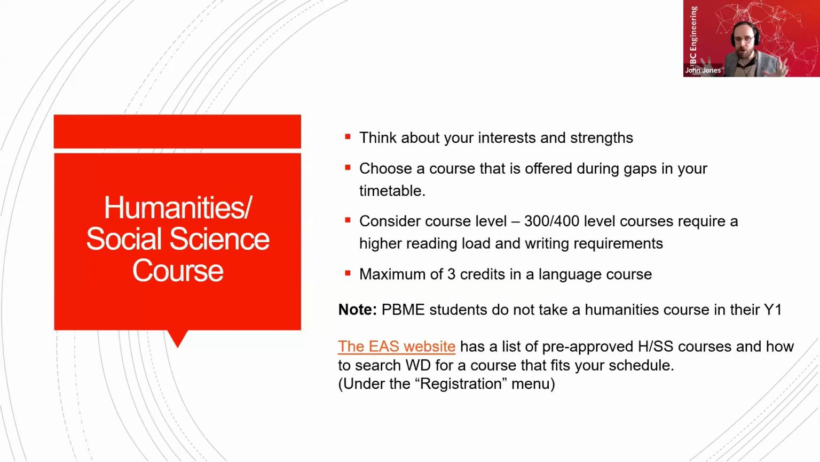We do have a pre-approved list of humanities social science courses that will be linked right there on the version of this that will be sent to you after the session. So you can take a look at all of the pre-approved humanities social science courses. There is a huge database of them, so you will not be short of options. Again, it just comes down to what fits within your schedule, and it's something that would be a good fit for yourselves in terms of all of these different considerations. And one last little reminder, if you are on the pre-biomedical timetable, the PBME timetable, don't worry about this just yet. You'll take your humanities social science later and not as part of your first year study.